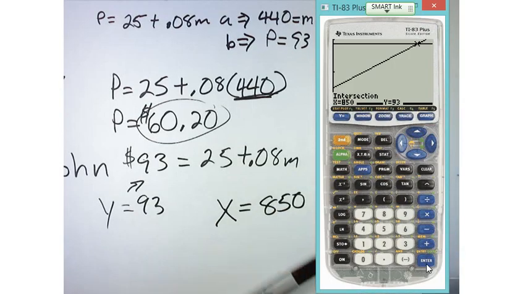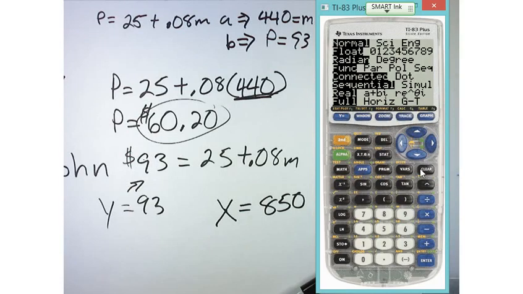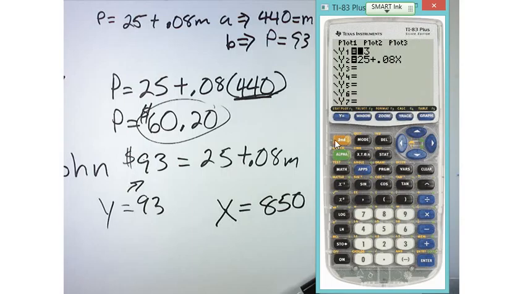Now to verify this, I could plug that in the calculator. So let's just do that, right? I quit this and clear everything. I could say 25 plus 0.08 times 850. And what should my answer be? 93. And it is. Cool.